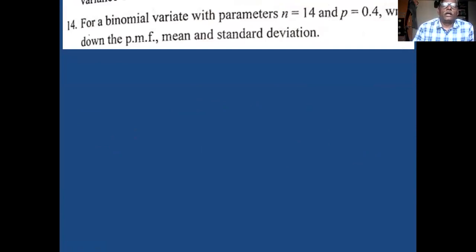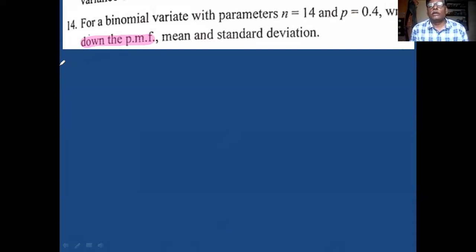For a binomial variate with parameter n is equal to 14, p is equal to 0.4, write down the probability mass function. Second question is mean. Third question is standard deviation. Here they asked three questions. First is write down the PMF, probability mass function.